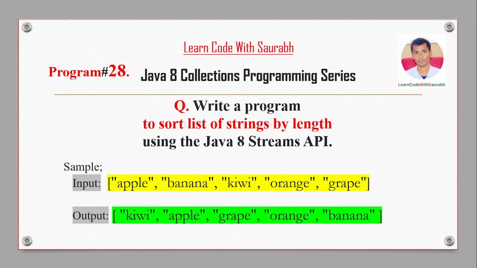Friend, if you see here, apple and grape both have the same length, but apple comes first because in the original list apple comes first. That's why I got apple here, and grape comes after apple in the sorted list.